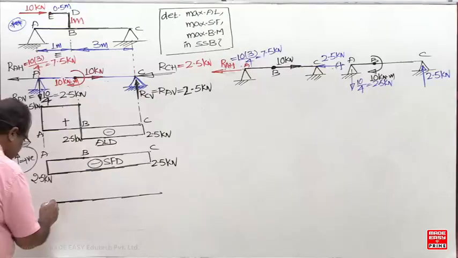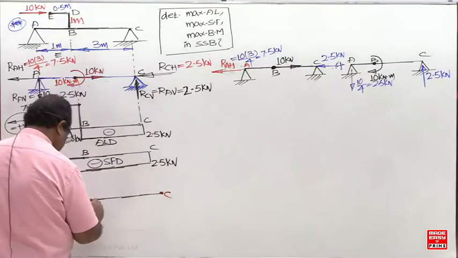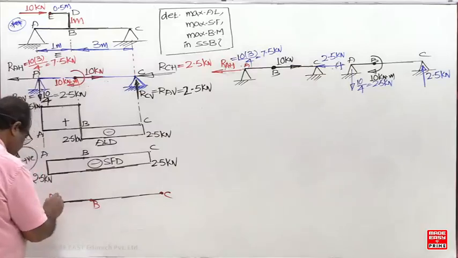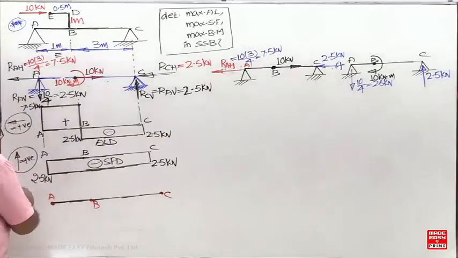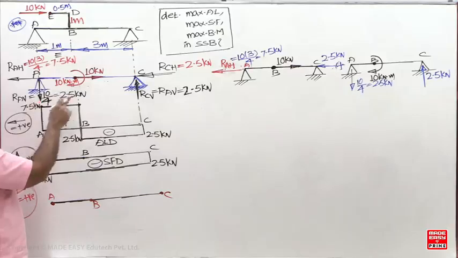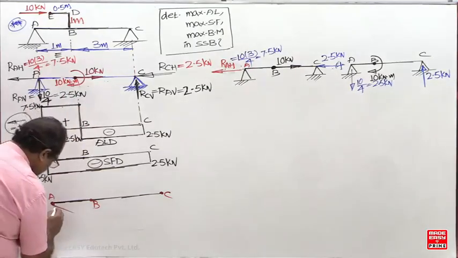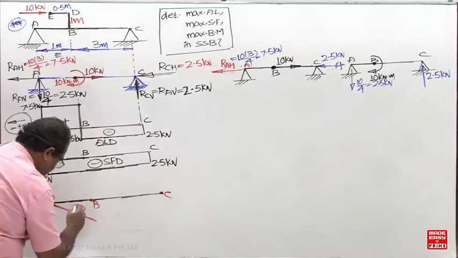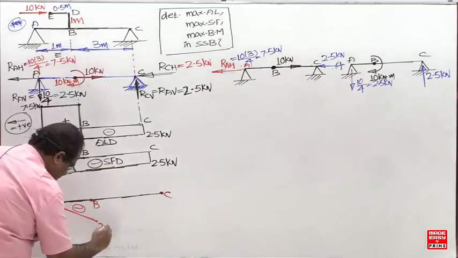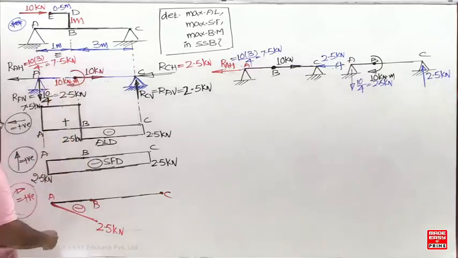What is the bending moment here now? 0, 0. You have to calculate 2 times. Neglected. If you neglect it, what is the value now? 2.5 into 1, minus 2.5. Another clockwise positive.